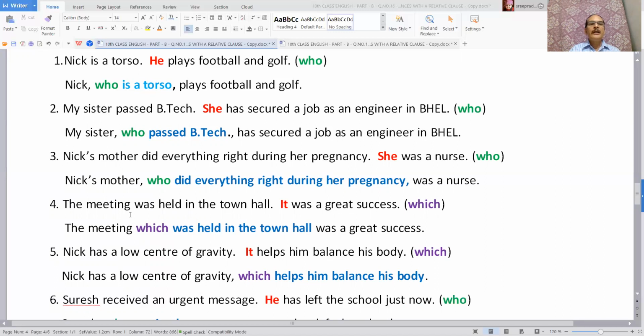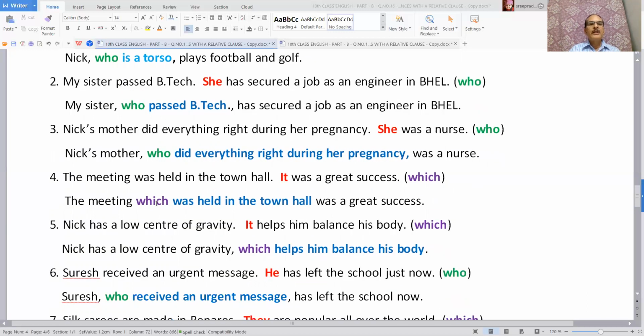Nick's mother did everything right during her pregnancy. She was a nurse. Nick's mother in the first sentence and she in the second sentence refer to the same person. And in place of she, we have to use who, but we have to write the relative clause soon after Nick's mother, because this is related to a proper noun. That's why Nick's mother, comma, who did everything right during her pregnancy, comma, was a nurse.